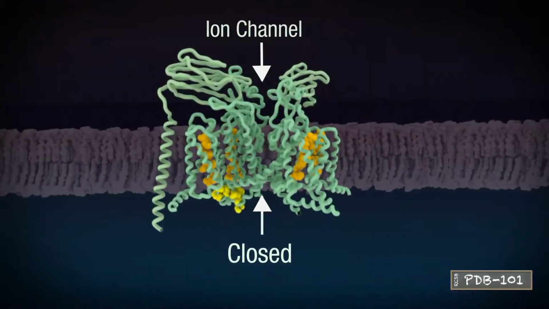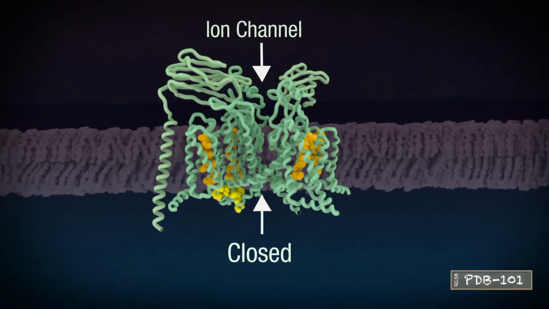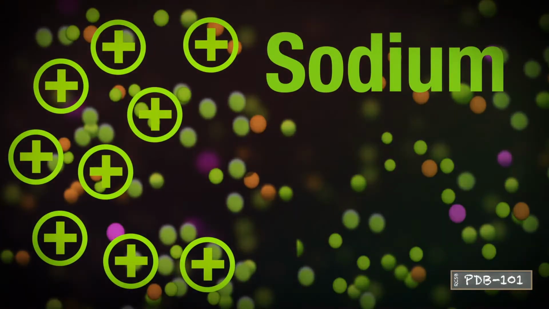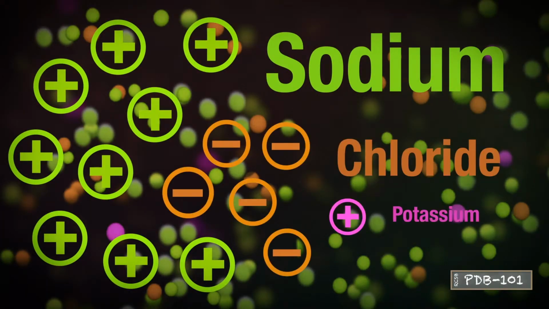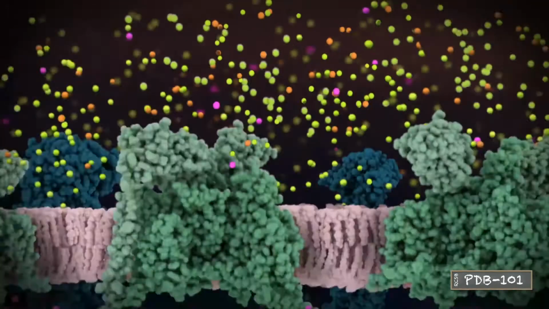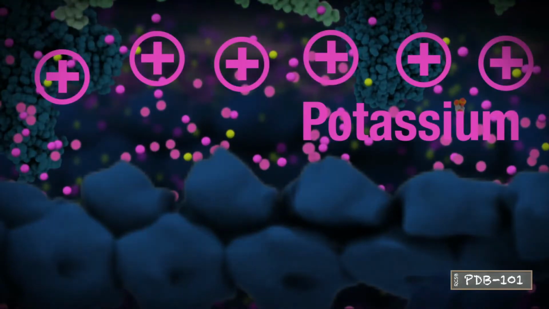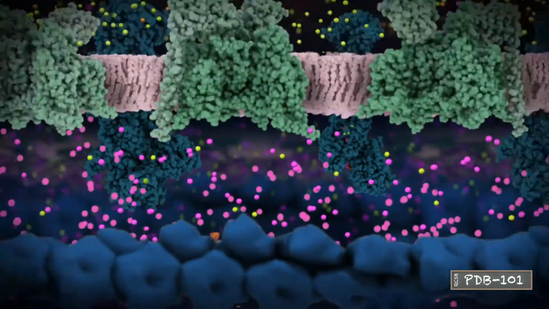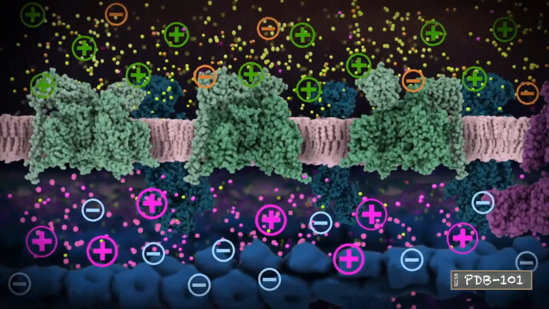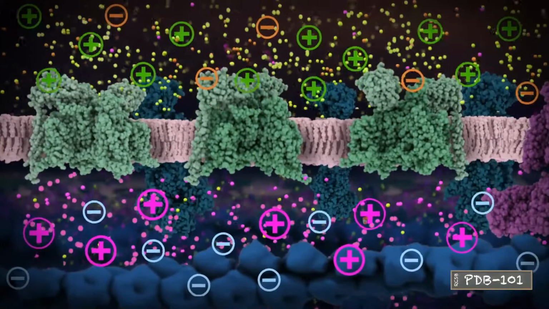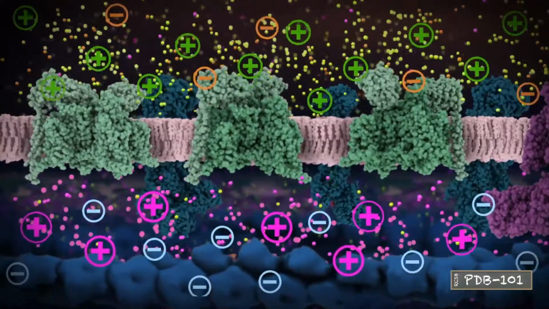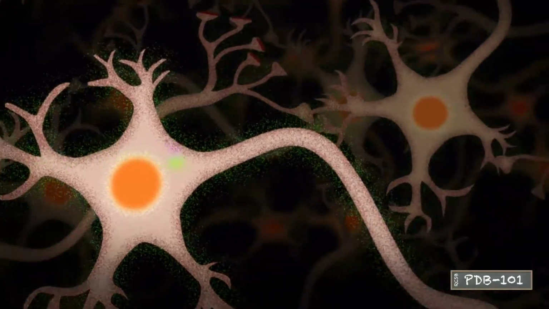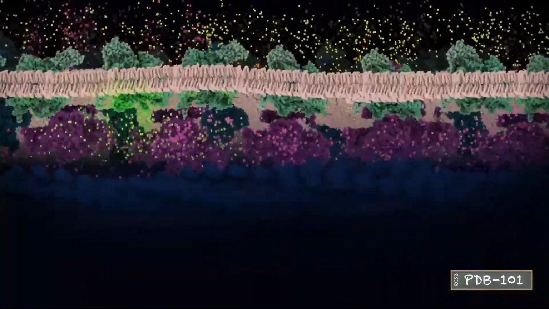When a neuron is at rest, its ion channels are closed, and the overall concentrations of ions and proteins create a higher potential on the outside and a lower potential on the inside. This state is referred to as resting potential, and the membrane is said to be polarized. To transmit a signal, the neuron creates an action potential which travels down the axon.